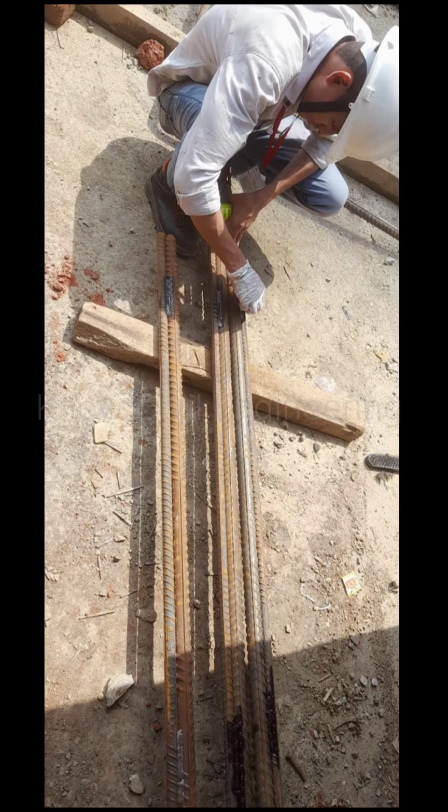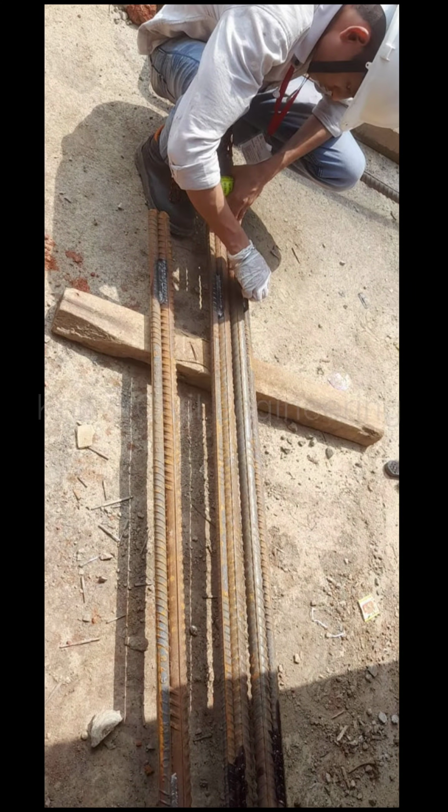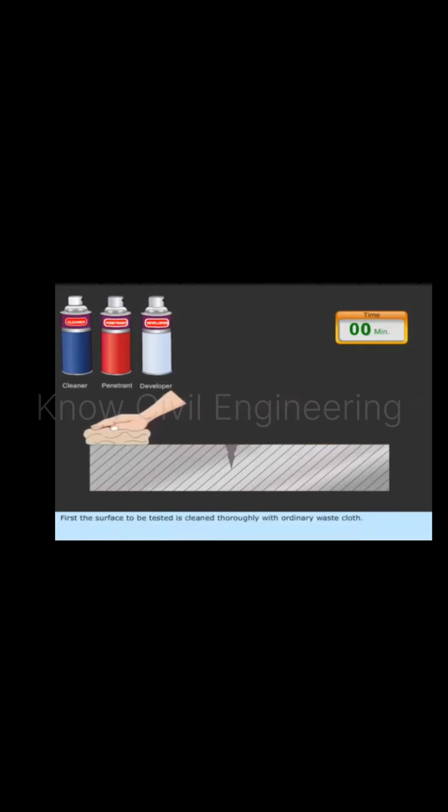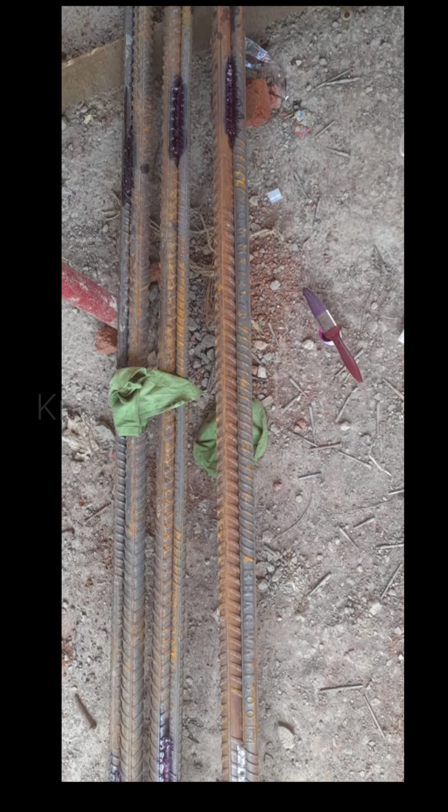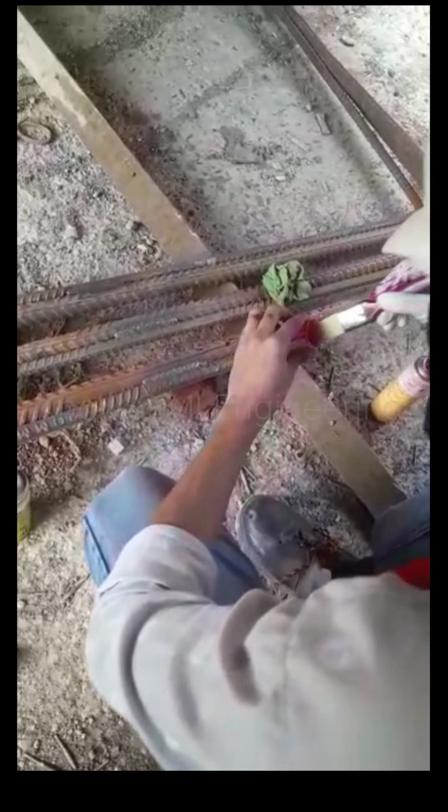The first step is surface preparation. The surface must be cleaned thoroughly to make it free from any contaminants. For cleaning, one can use dry cloths, solvents, cleaner, remover, etc., depending on the condition of the surface to be inspected. Penetrant application. After a deep cleaning, penetrant is applied.